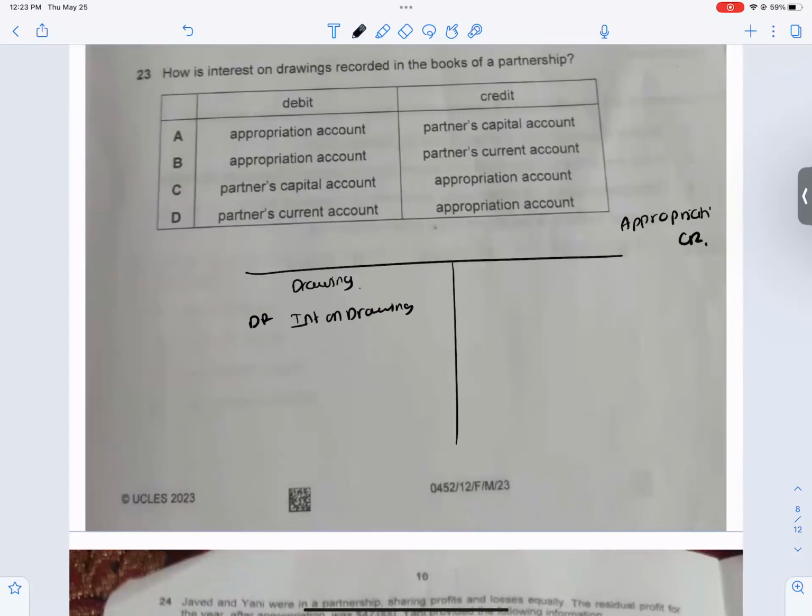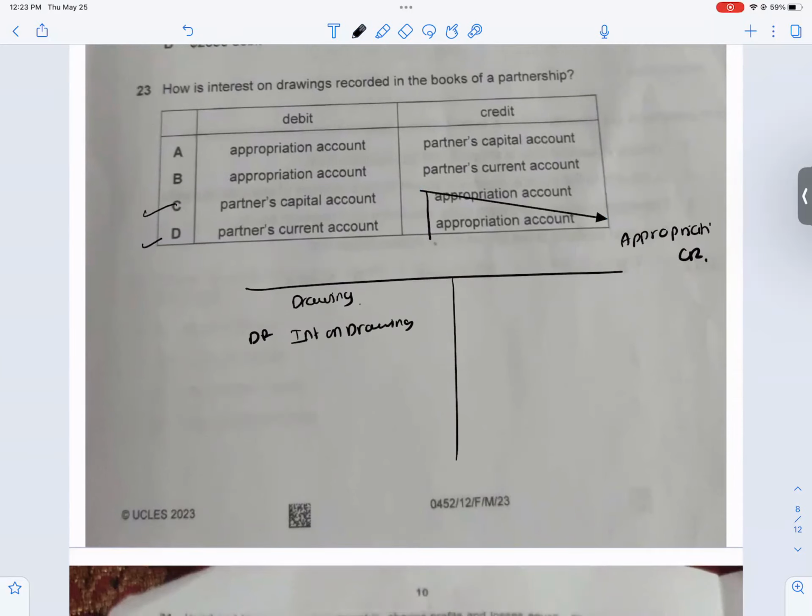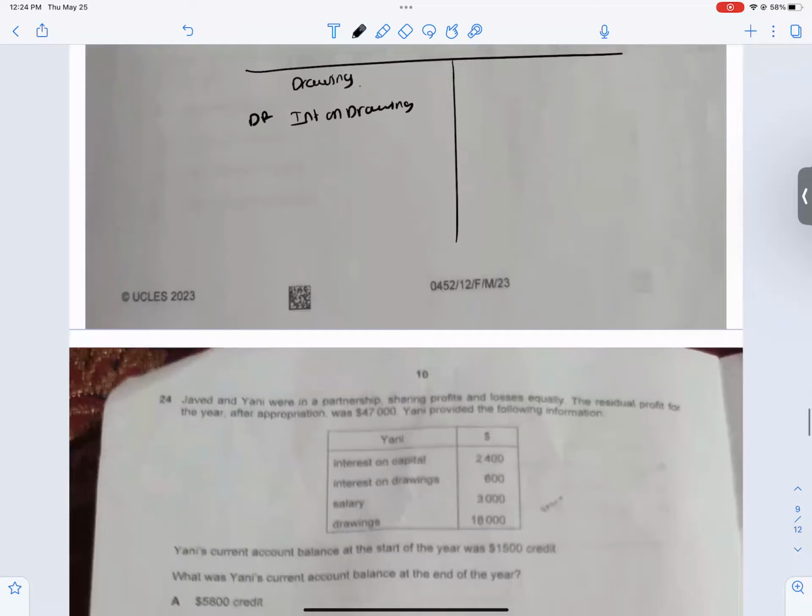In which two cases is appropriation credited? C and D. Now interest on drawings, you have two options: capital account or current account. It comes in the current account. Both the options are correct, but the more correct option is current account. Go to the next one.